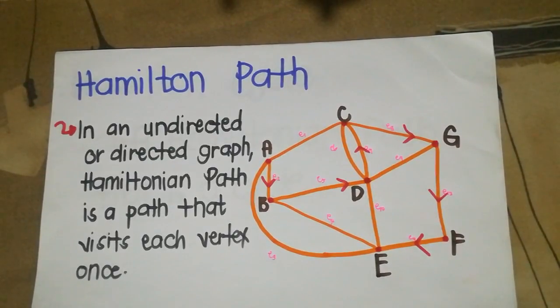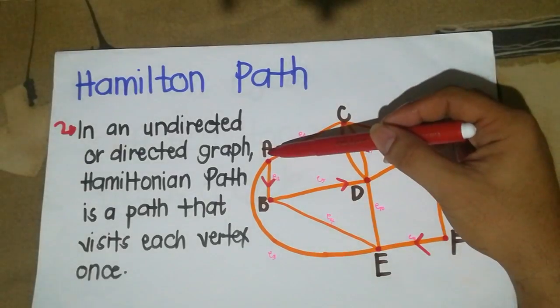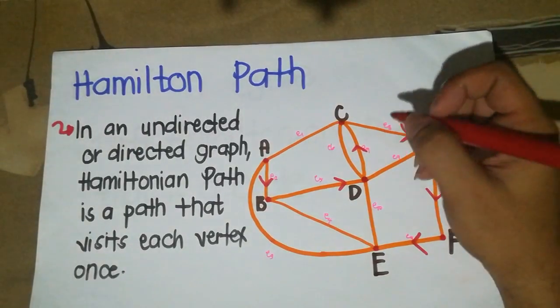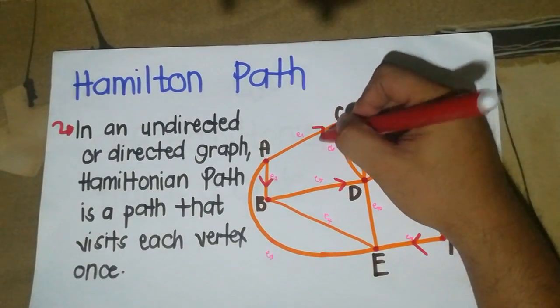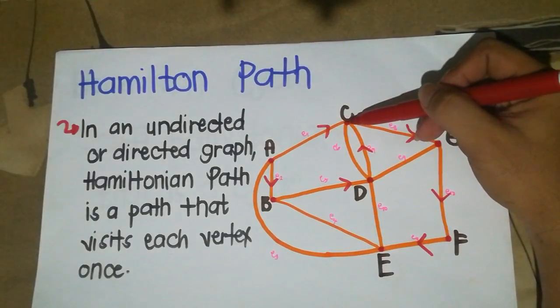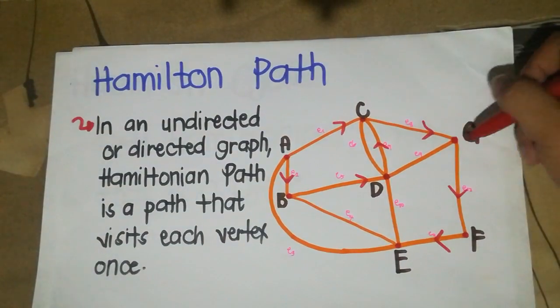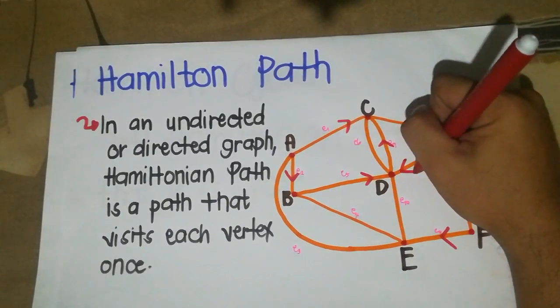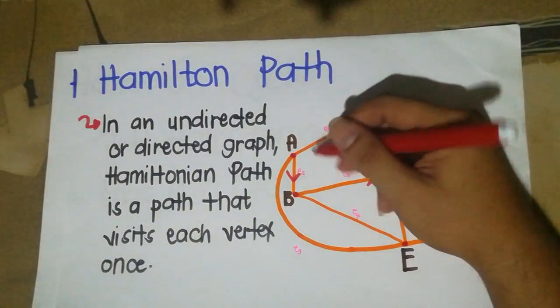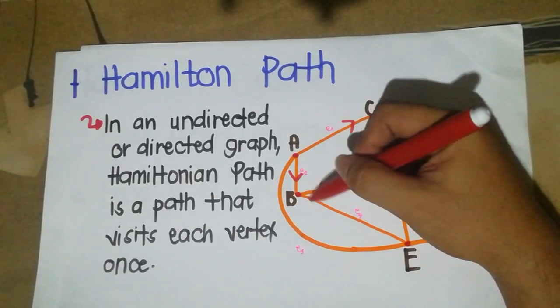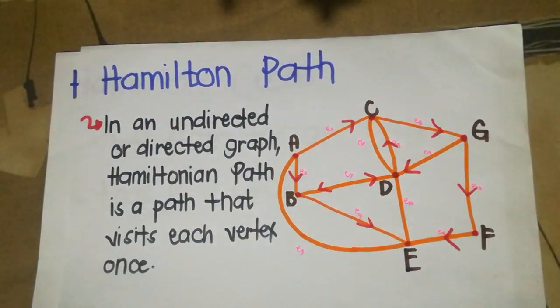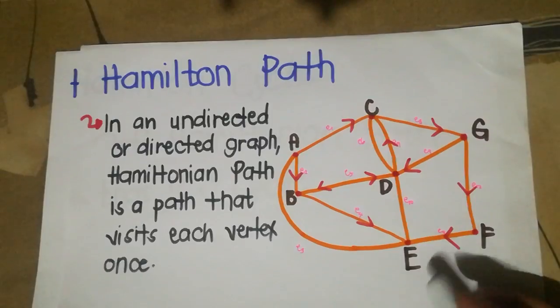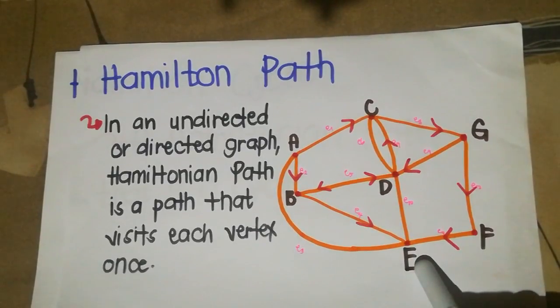So, from A, let's try to go to C, okay? From A to C. And then from C, let's try to go to G, okay? And from G, let's try to go to D. And then from D, let's try to go to B. And then from B, let's try to go to E. Is this an example of Hamiltonian path? Obviously, no. This is just a plain path.